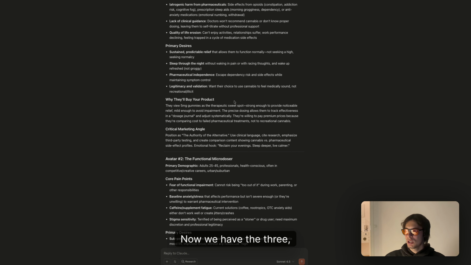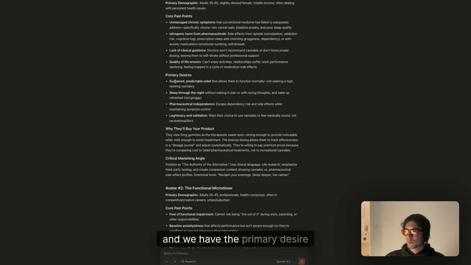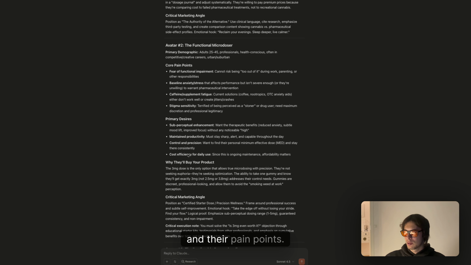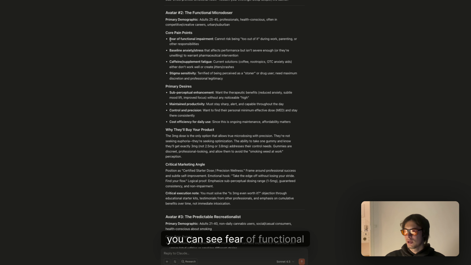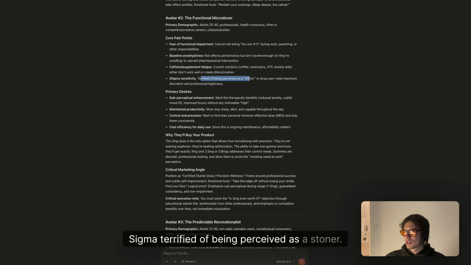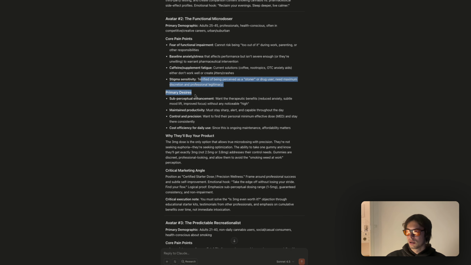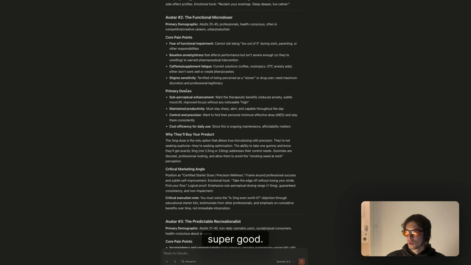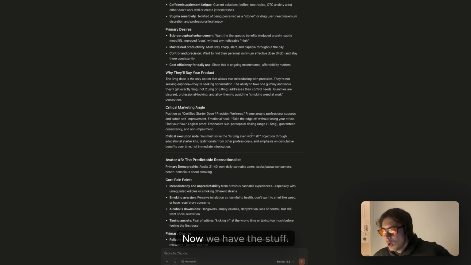Perfect. Now we have the 3 avatars, and we have their primary desire and their pain points, right? Even right here, you can see fear of functional impairment, risk of being out too quick. Okay, that's a good one. Baseline anxiety, stress, caffeine, supplement fatigue, current solution. Okay, signal sensitivity, terrified of being perceived as a stoner. See, that's exactly what I said, junkie, right? So all this is great. This is super good. Core desire as well. Okay, perfect. Now we have the stuff.